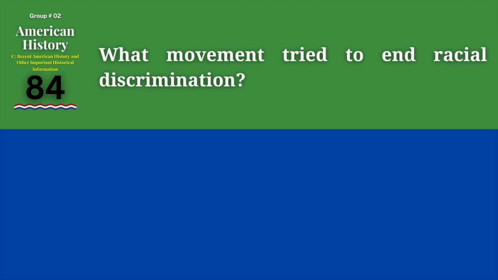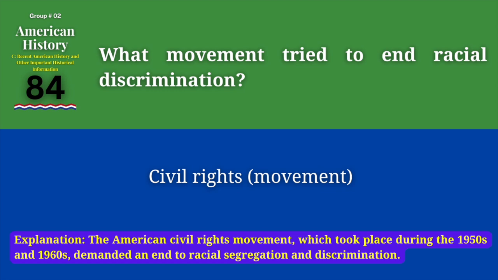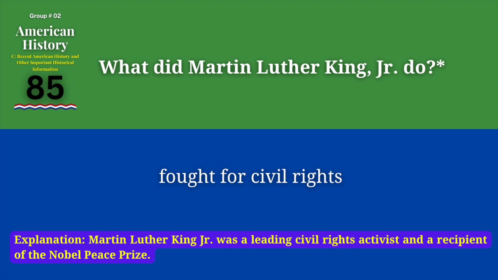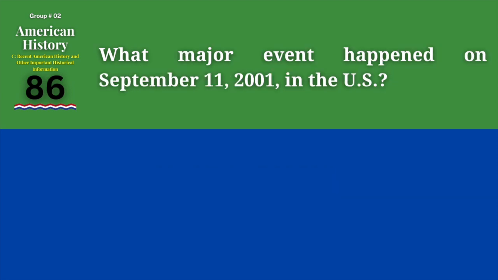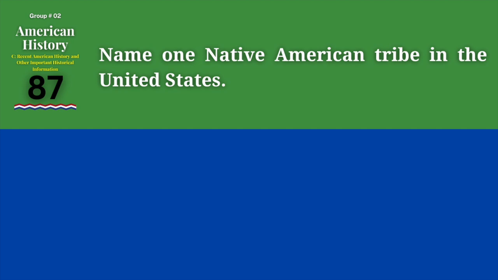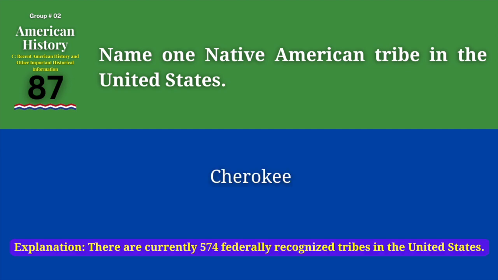What movement tried to end racial discrimination? Civil rights movement. What did Martin Luther King Jr. do? Fought for civil rights. What major event happened on September 11, 2001, in the U.S.? Terrorists attacked the United States. Name one Native American tribe in the United States. Cherokee.